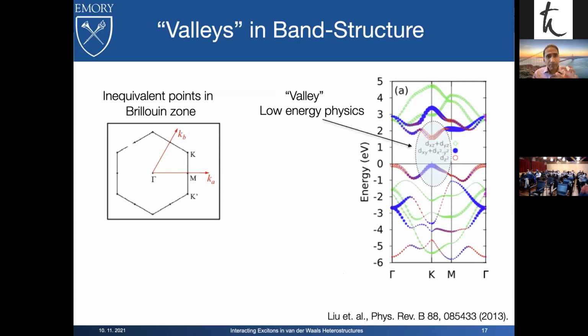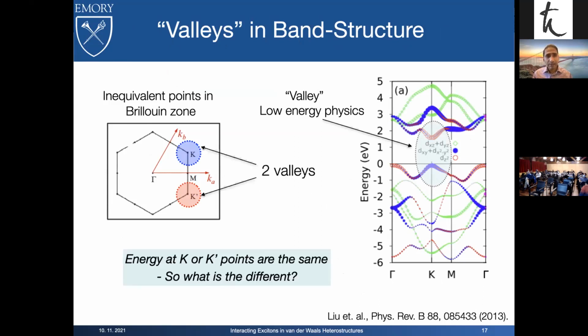And so in particular, if you look at the Brillouin zone, just like graphene, you have two valleys now. And this is where the bands come closest. This is where the low energy physics is taking place. But let's say you don't know much about this. The first thing you will say is, well, the energy is exactly the same for the two valleys. So what's different?